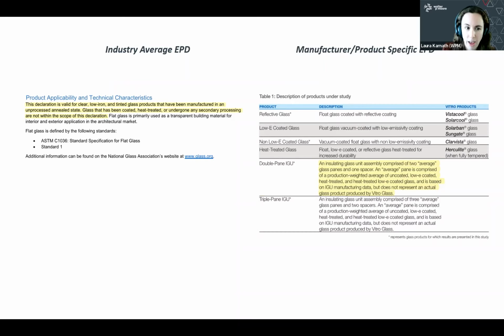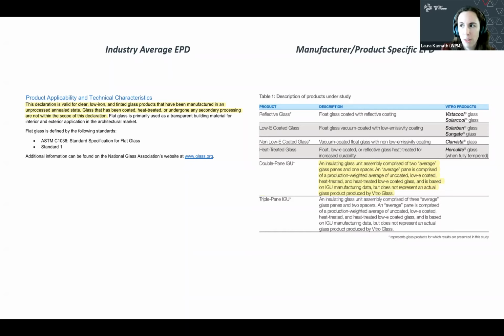And finally, both of these are still sort of averages, right? My industry average EPD is for the whole industry. But if I look at, for example, the double pane IGU in my manufacturer specific EPD, it's actually an IGU that consists of 2 average panes of glass. So an average is the production weighted average from this manufacturer. So this EPD could be really useful for comparing 2 different manufacturers, because they're probably both using a production weighted average, but it's not necessarily for one real specific product that exists. It's kind of the average of all of their products.